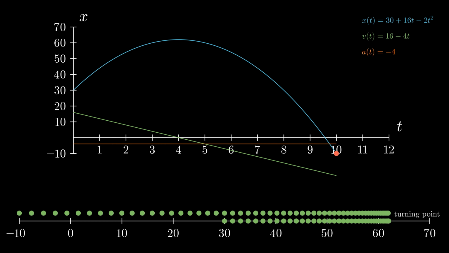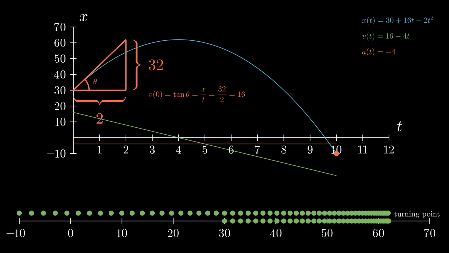We can also find the velocity of the particle at a particular moment by finding the slope of the tangent line to the position time graph at that point. For instance, at t equals 0, if we draw a tangent line and calculate its slope, which is the change in position over the change in time, we find it to be 16, indicating the velocity at t equals 0.